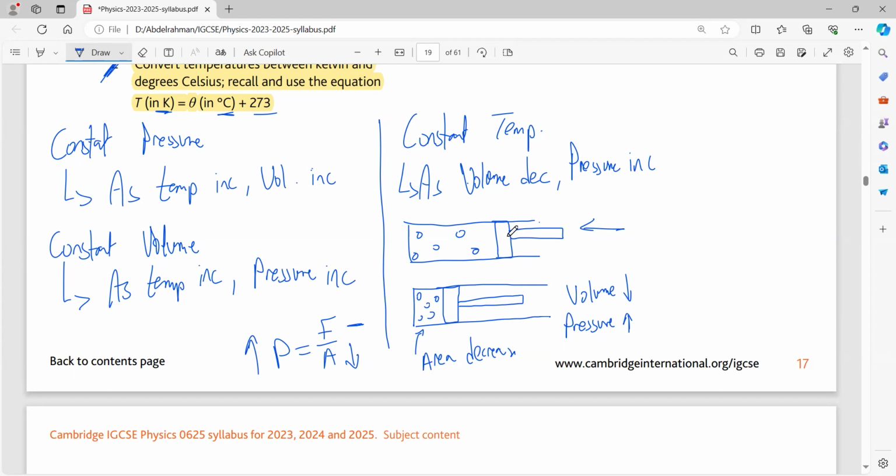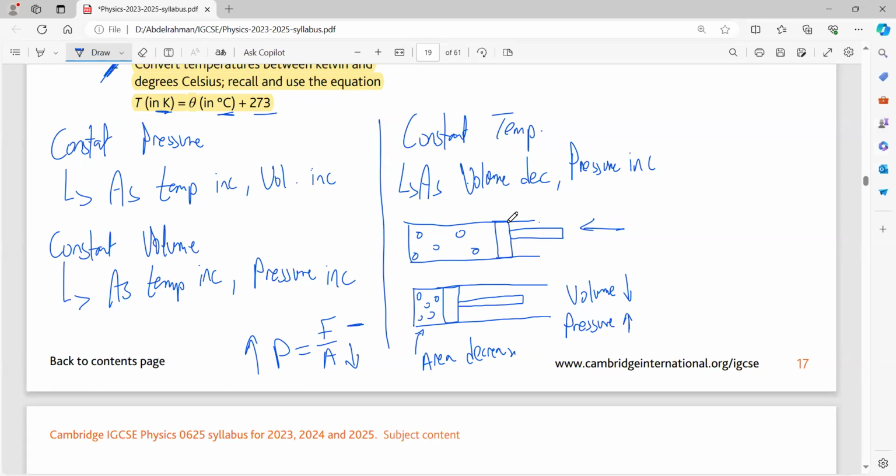Inversely. The rules don't make sense. There are no equations. You're not required to know any equations for this one. You're just required to know that as the temperature increases, the volume increases. As the temperature increases, the pressure increases. But as the volume decreases, the pressure increases.